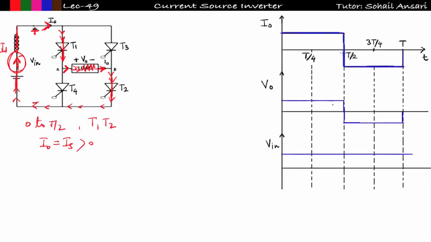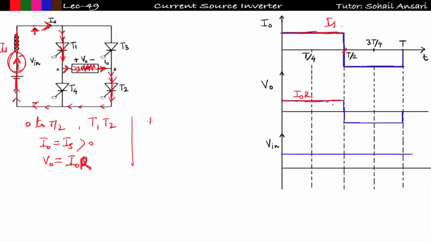So see, from 0 to T by 2, I0 waveform is equal to Is. Similarly, I can plot the V0. V0 is equal to I0 into R, and here resistive load is taken. So the waveform of V0 and I0 will be similar, and it will look like this, whose peak value will be equal to I0 into R.